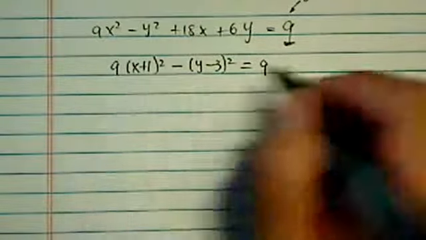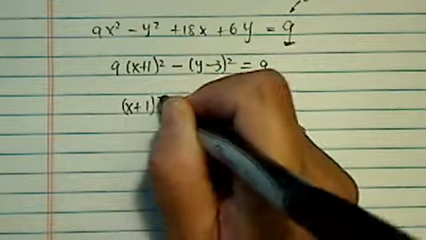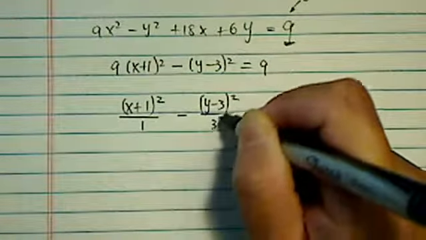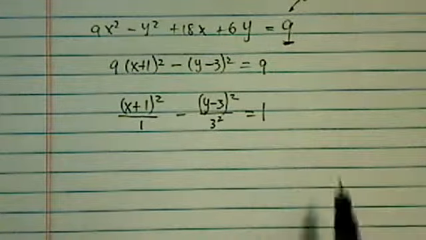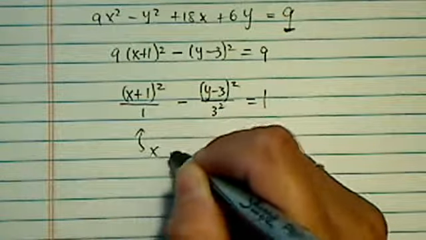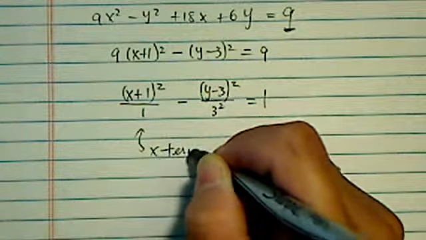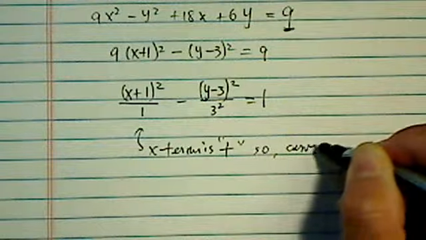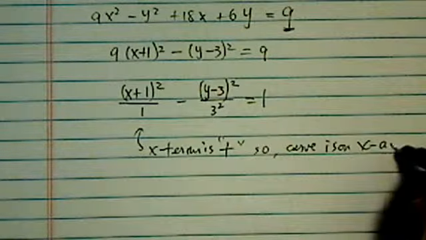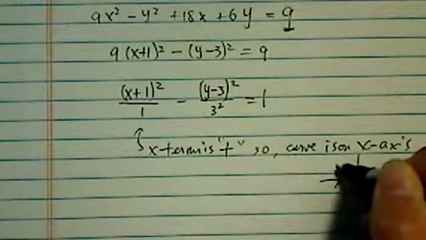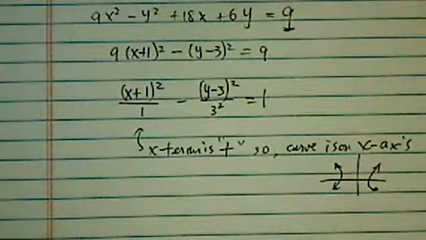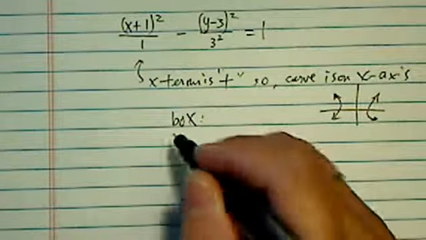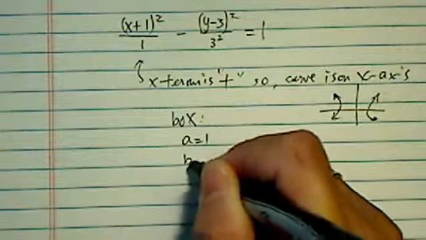Okay, so from here I'm going to divide by 9. So I have x plus 1 squared divided by 1 minus y minus 3 squared divided by 9, which is 3 squared, equal to 1. Now this x term is positive, so the curve is on the x-axis. That means the curve is going to look like this shape instead of what we did for the other one. Now again, looking for the box. I have a equal to 1, b equal to 3.